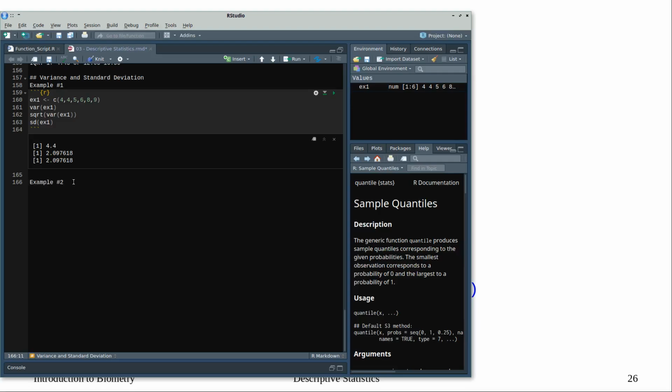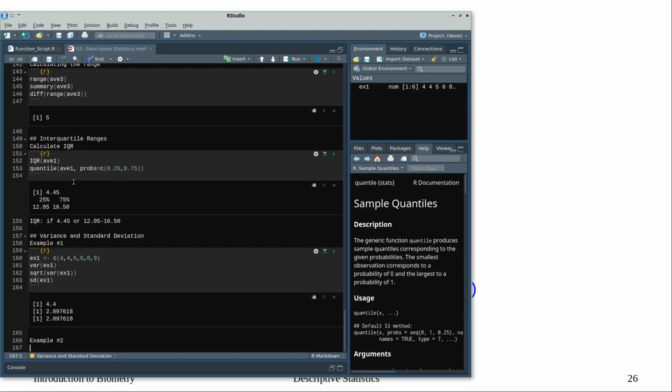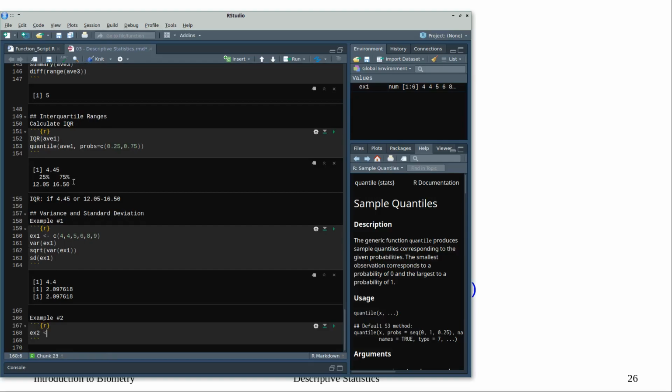Example number 2 works the same way. I first have to make my vector. So 5, 8, 8, 9, 10, 10, 11, and 12. And then I can issue the var command and the sd command.